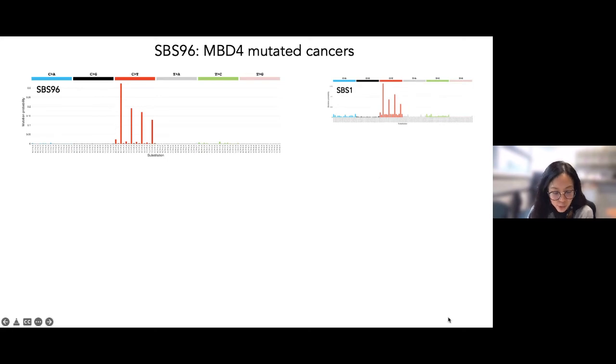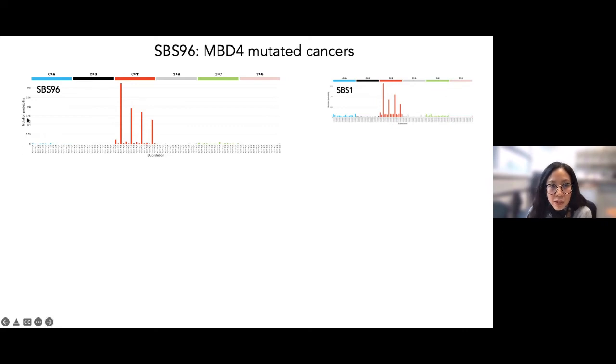Okay, moving swiftly on, SBS96, which is not yet published but coming soon, is due to MBD4. The reason I highlight this is because we're germline geneticists, and you might see this. The tall peaks at CpGs are just like signature 1. Here's a picture of signature 1. Here's signature 96, and there's really very little difference between them. Signature 1 has a little bit more noise at the bottom here. Signature 96 is a bit more clean. It has these additional tiny peaks in the middle.